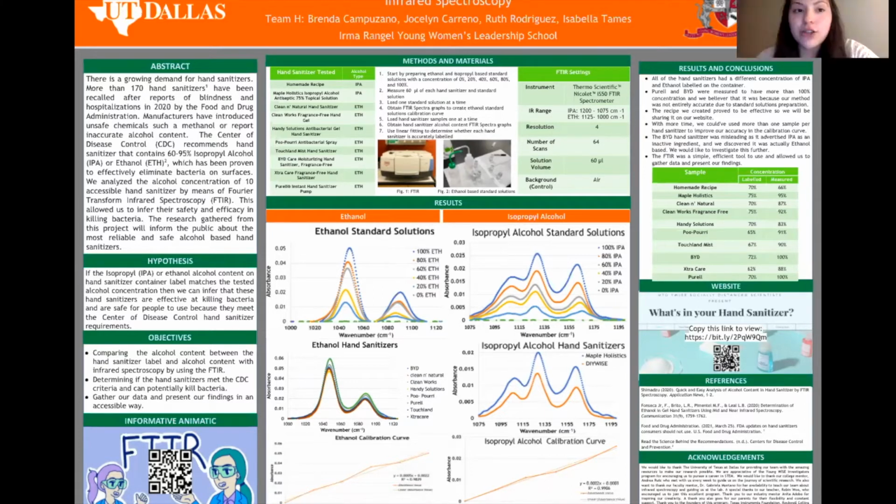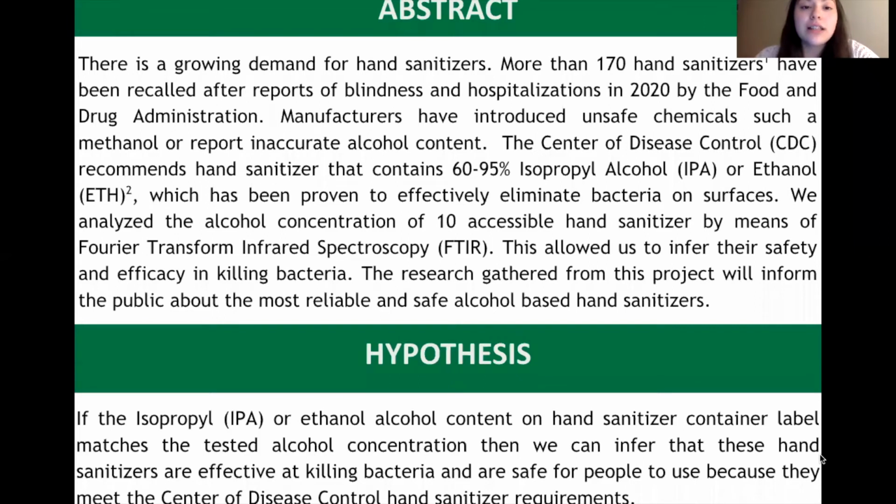Our project is measuring the alcohol content of hand sanitizers with infrared spectroscopy. During this COVID-19 pandemic, hand sanitizers have been mass-produced, and many of them inaccurately advertise their alcohol content, failing to assure the public about their efficiency and safety. The Center for Disease Control recommends hand sanitizers with at least 60 to 95% alcohol to effectively kill bacteria.